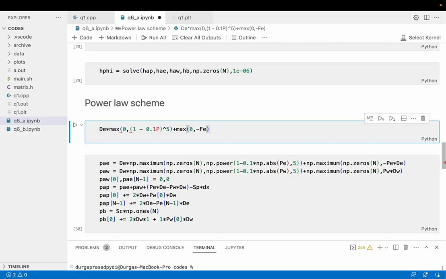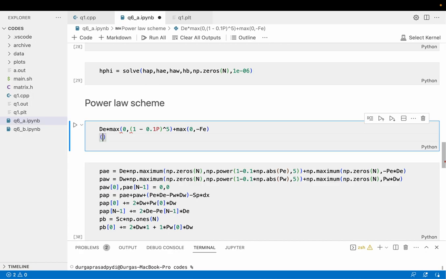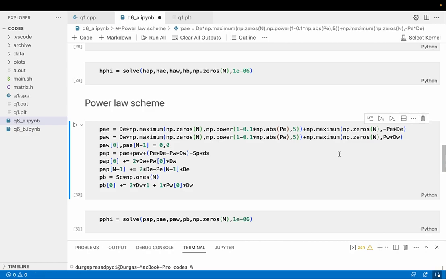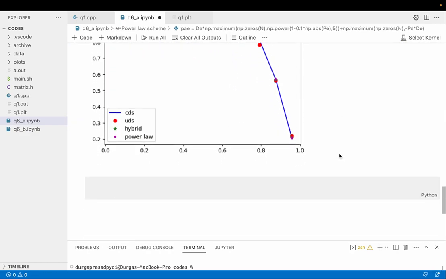So if the Peclet number is very small, this can be approximately written as 1 minus 0.5 into P. It's like if you expand it using some binomial expansion, this is what you get. So the hybrid scheme is a special case of your power law scheme. The other one which I did not discuss is the exponential scheme.